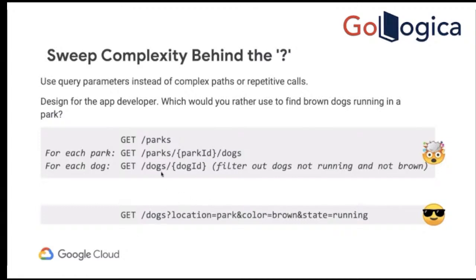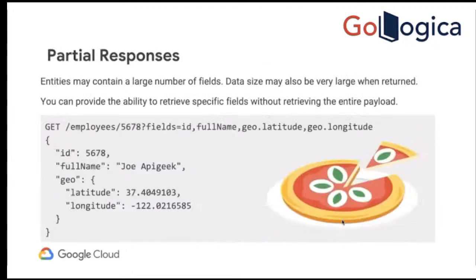So the path has entities and their identifiers, and not the attributes. All the attributes or fields which are repetitive should be in the query parameter. So the complexity should be defined after the question mark. The question mark is the separator between the path and the query parameters. And for multiple query parameters, we use an ampersand. So query parameter one is location equal to park and color equal to brown, and we use the ampersand to have multiple query parameters.